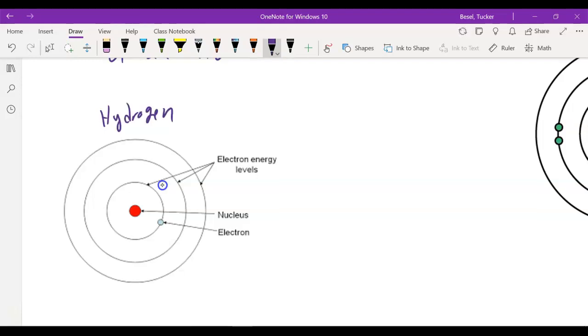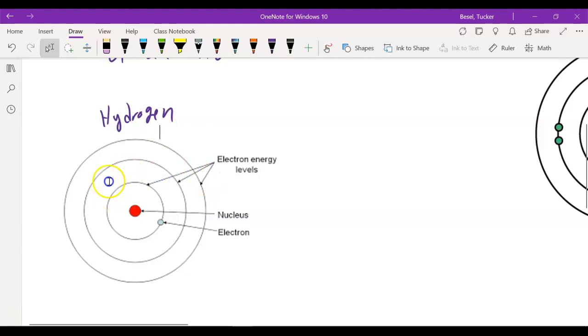I would recommend copying down each of these pictures, because we're going to show you the Bohr model of specific elements or atoms, and then we're going to come back in and do the Lewis dot structures for them as well. So go ahead and pause and write this down if you need to. But this is for hydrogen.